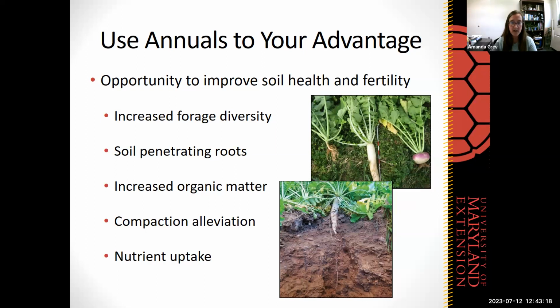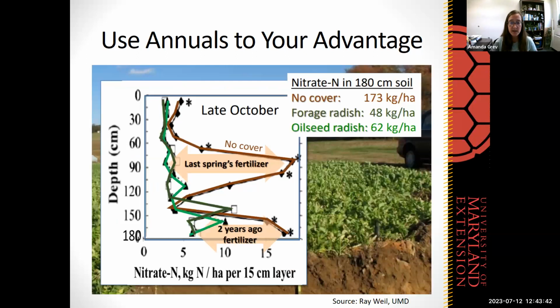A lot of them have some soil penetrating roots, especially some of our brassicas or more tuberous crops. We have that thick, deep taproot that can go down deep into the soil profile. They can be used, of course, to increase the organic matter of the soil and help a little bit with compaction. And then the key one that I wanted to focus on is nutrient uptake. There's been some work done by Ray Weil here at University of Maryland looking at the nitrogen uptake from cover crops, in particular for radish.